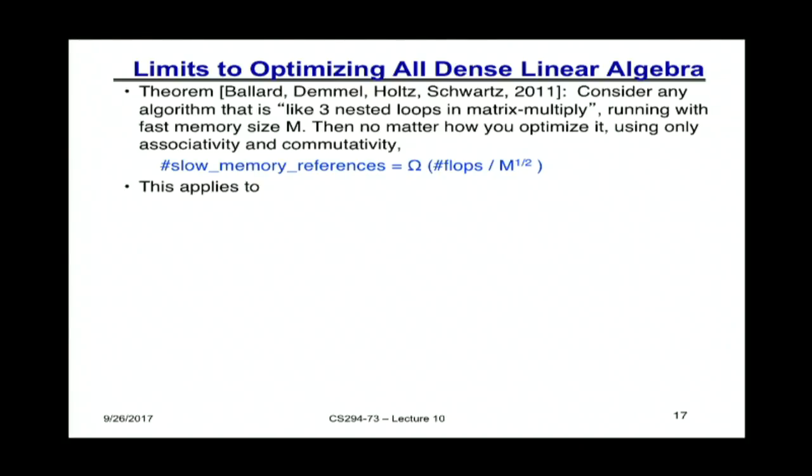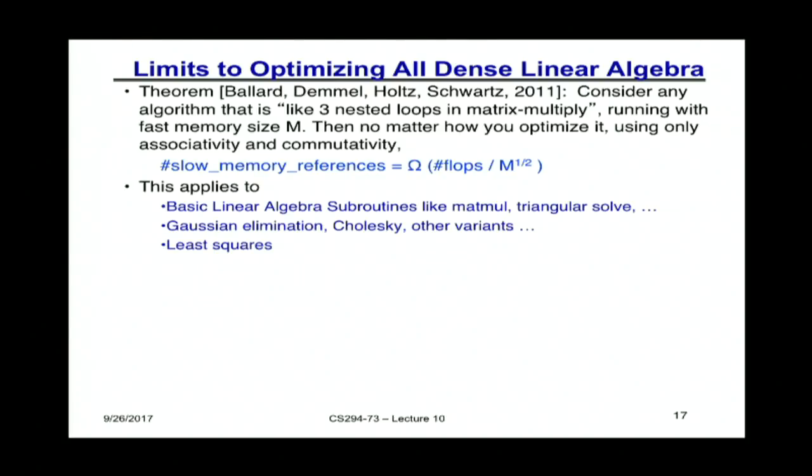And more recently, Jim Demmel and his co-authors proved even further, more generalized than matrix multiplication. So in this theorem, they say consider any algorithm in dense linear algebra. A lot of algorithms look like 3 nested loops. Looks like matrix multiplication, but it may not be matrix multiplication.